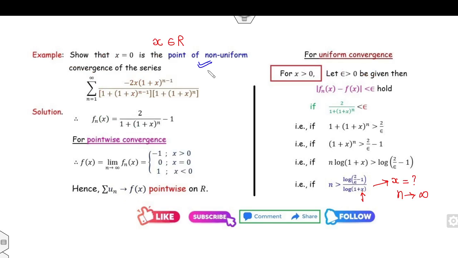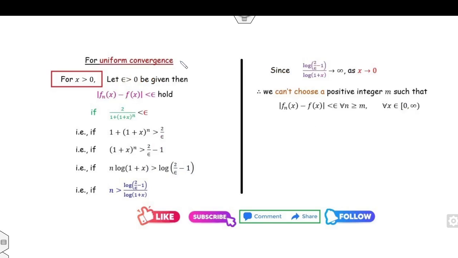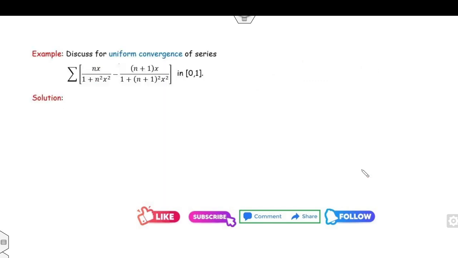Fine. In this problem, they are not asking you to check the uniform convergence of the series. They are asking you to prove the point of non-uniform convergence. That means whenever n goes to infinity, you are unable to find the value of n. Hence, the series is not uniformly convergent. Or you can say the series is not uniformly convergent and 0 is the point of non-uniform convergence.